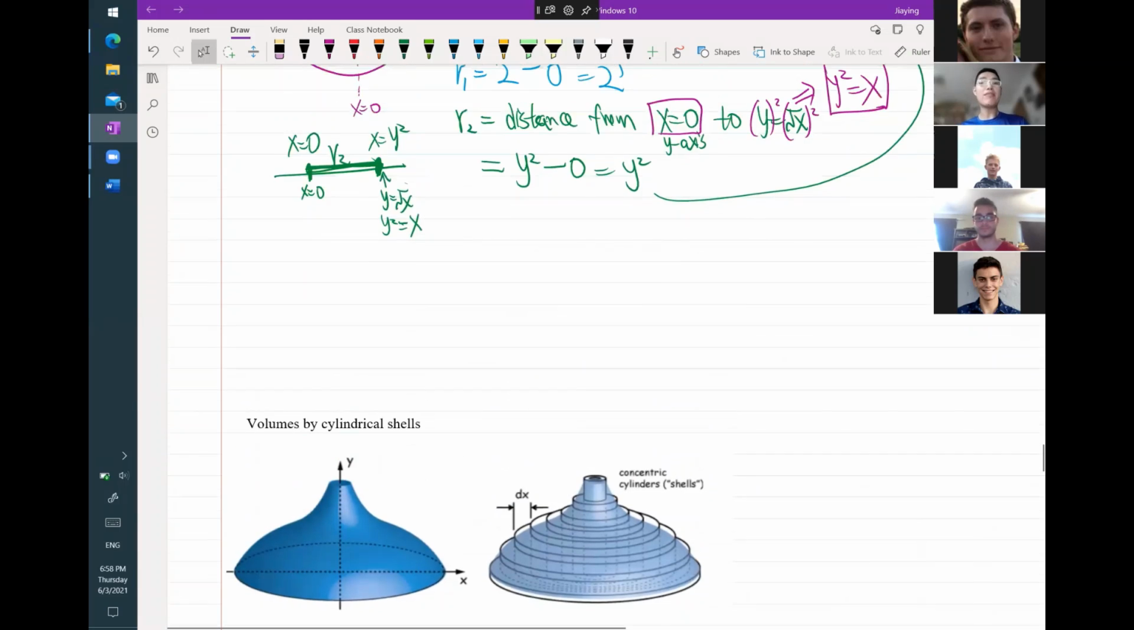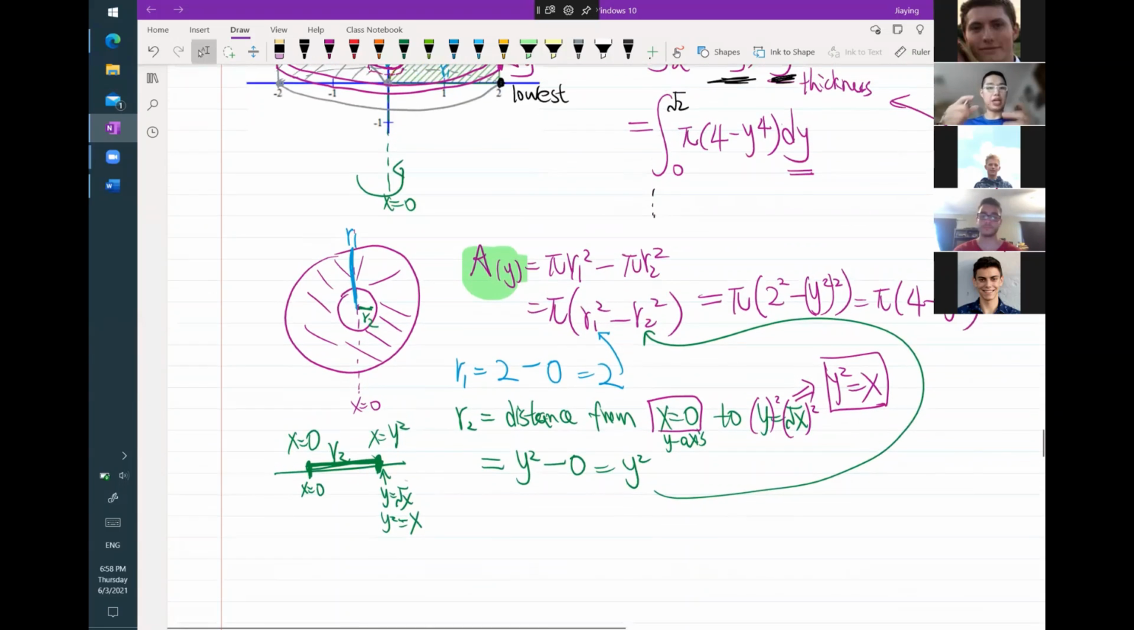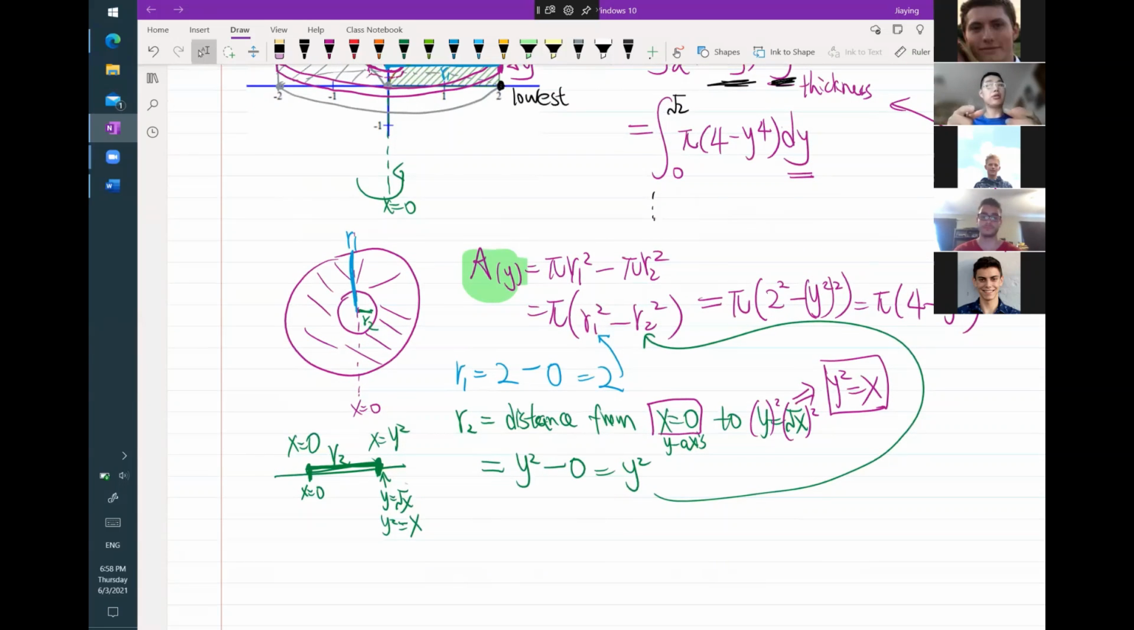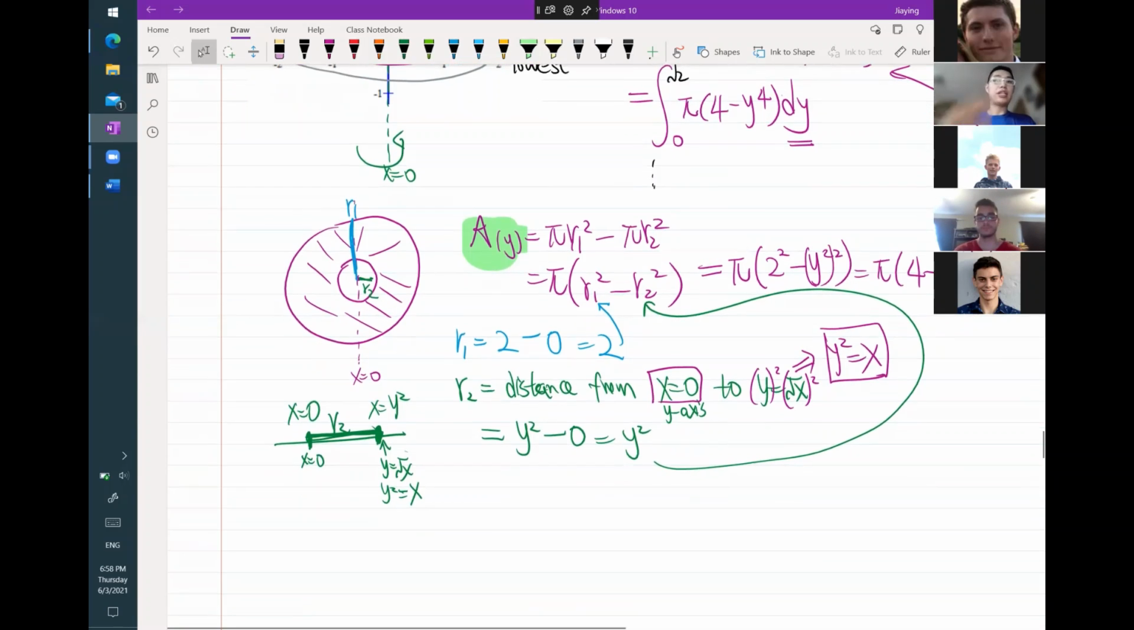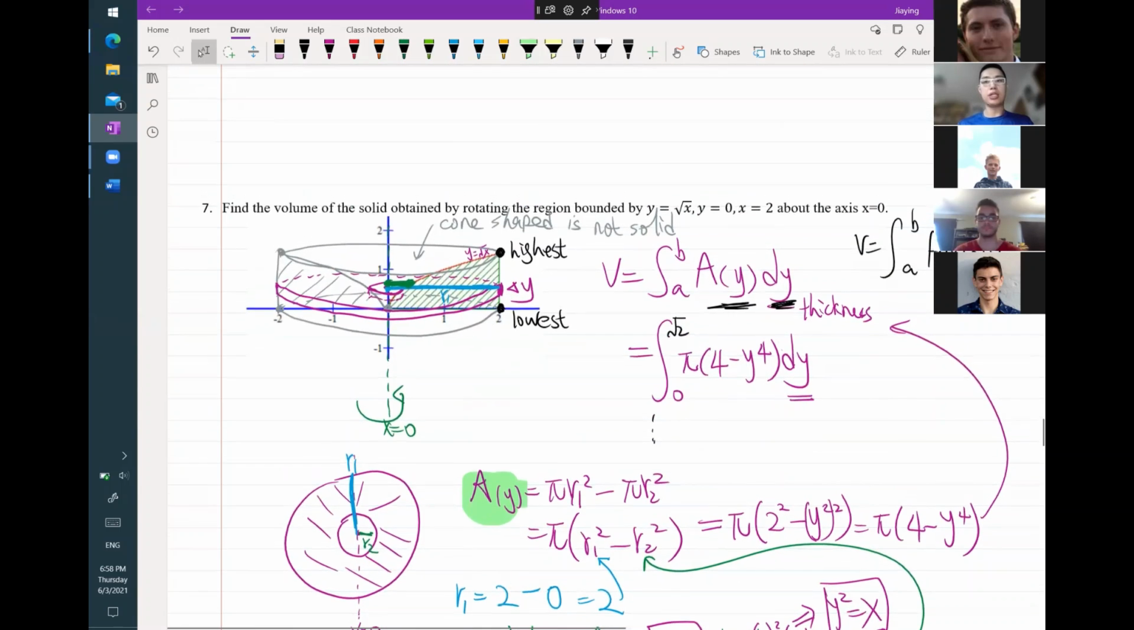So what we have been talking about is what we call the disk method or the washer method, depending on the geometry. Basically you take the solid and slice it into circular shapes, circular disks or washers. Then you stack all those disks up to get the solid. That's what we did in this part.